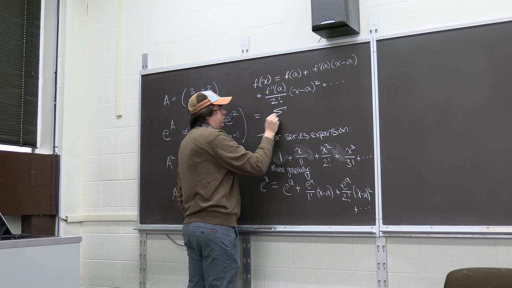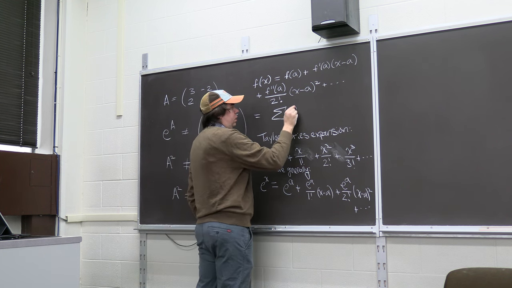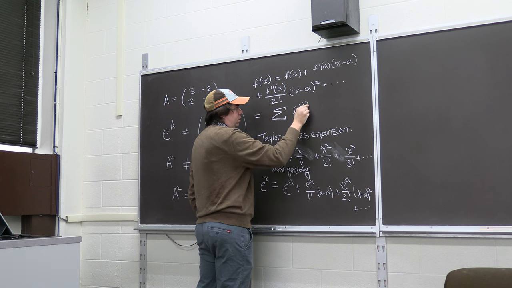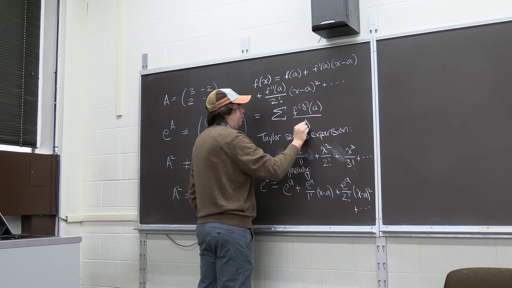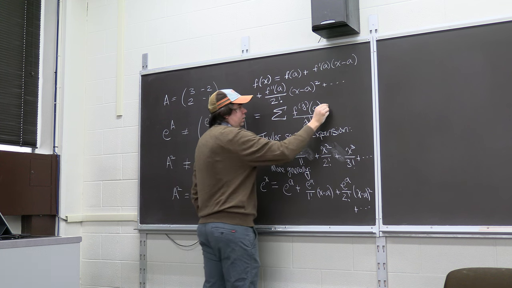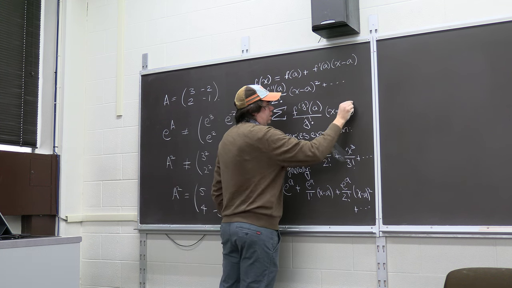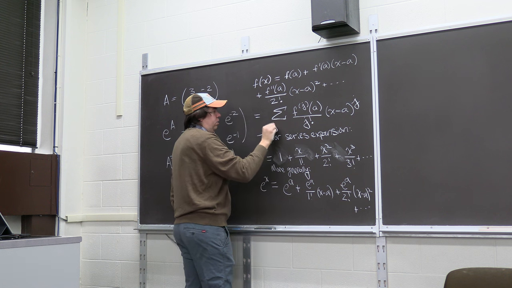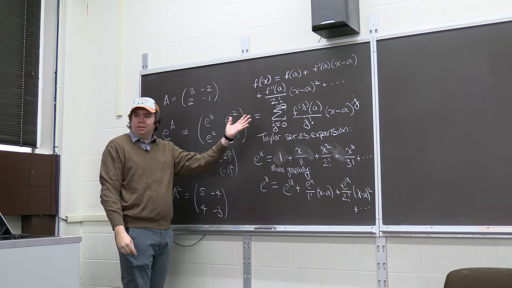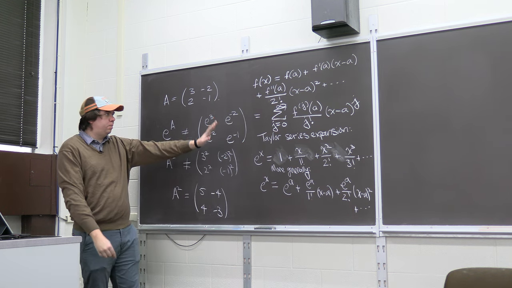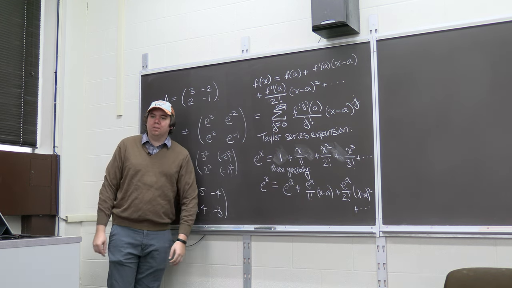That is, you can write this as just the sum of the jth derivative of f at a divided by j factorial times x minus a to the j, where j goes from 0 off to infinity. That's our Taylor series. Okay, a Taylor expansion of a function.